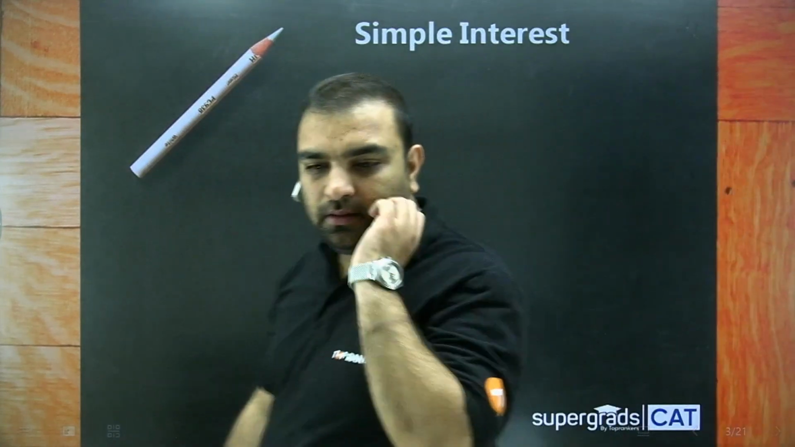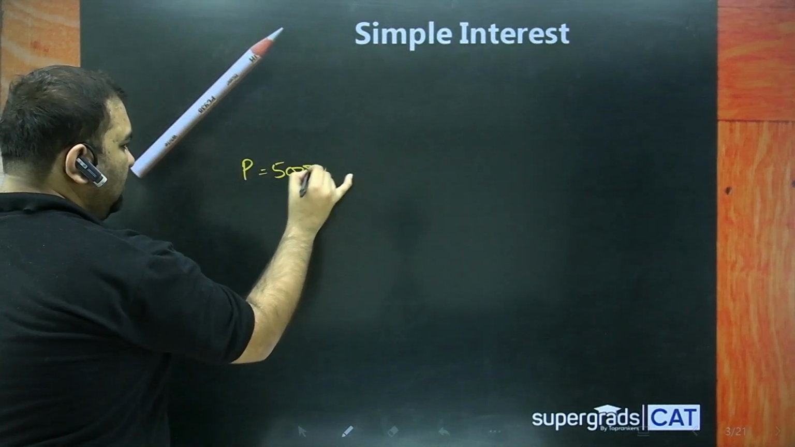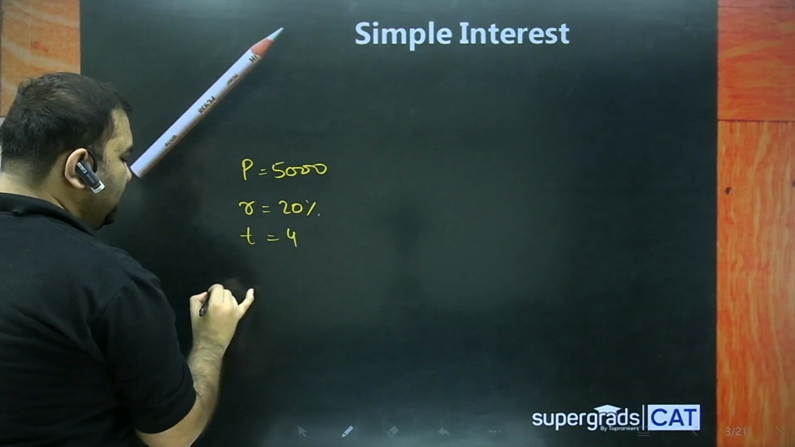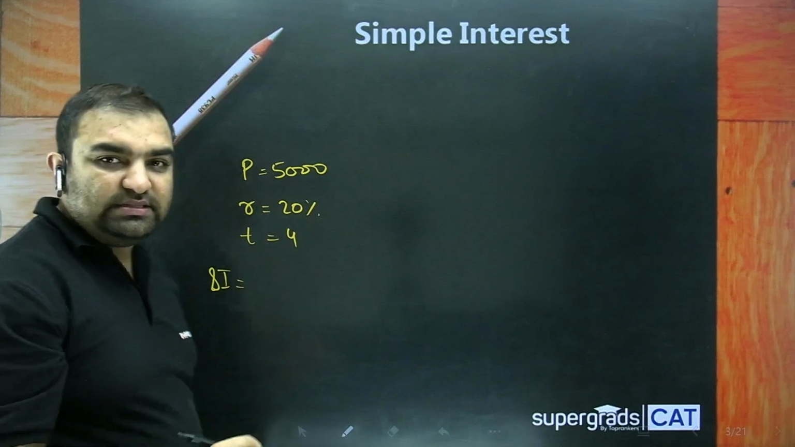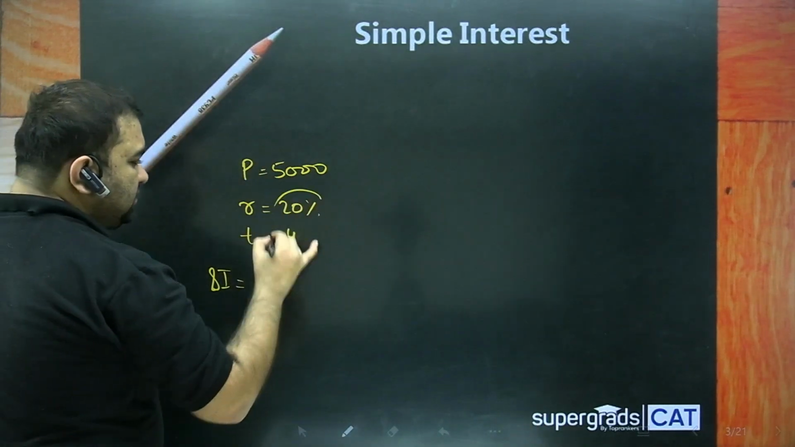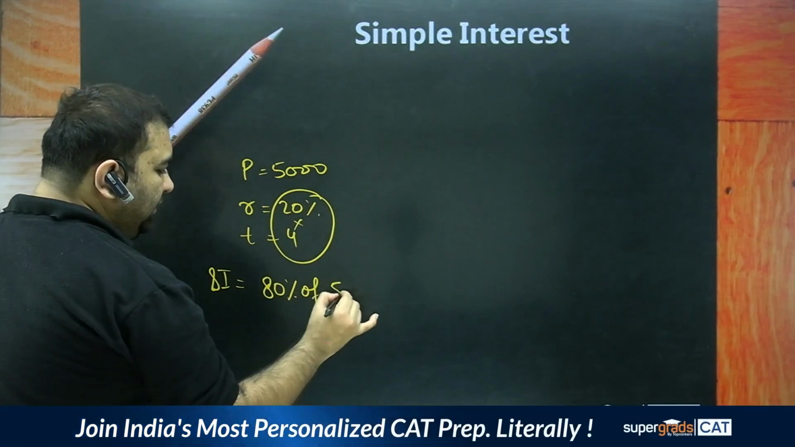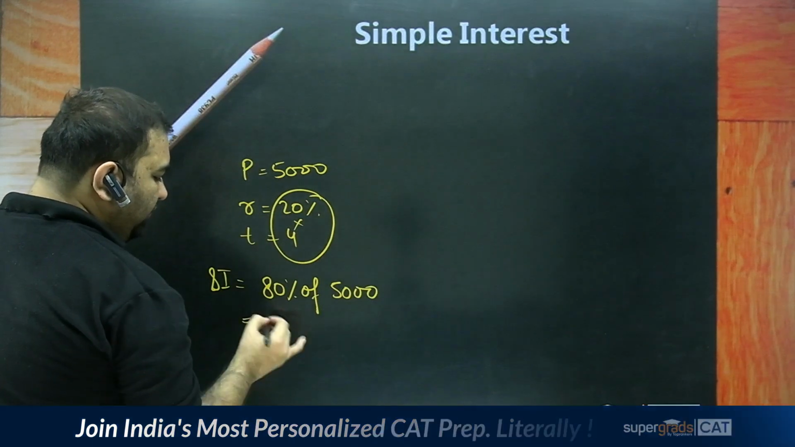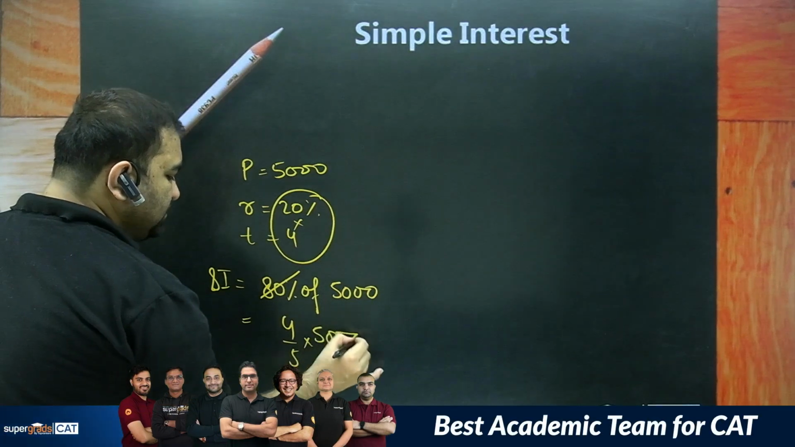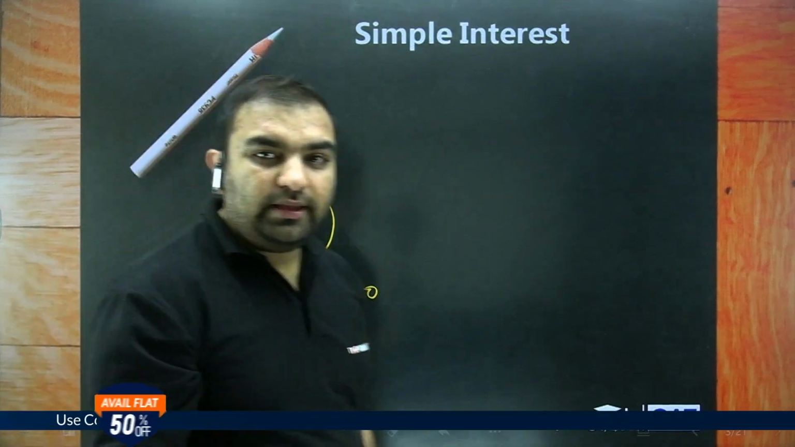Let's suppose the principal is 5,000, rate is 20%, time is 4 years. What is the SI? SI is RT percent of principal. So R into T is 80% of principal, 80% of 5,000, or you can say 80% is 4 by 5 of 5,000, which is as good as 4,000.